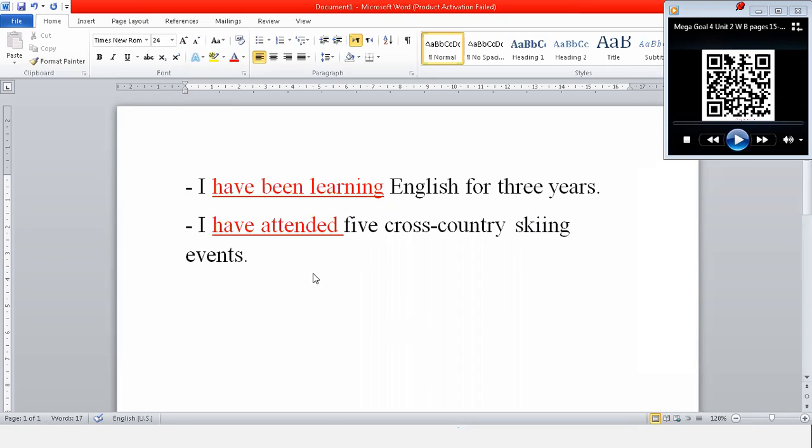And if we want to use the present perfect simple, the present perfect simple is used to say how many things have been done. If you look here carefully, we say, I have attended 5 cross-country skiing events. Here he told us the number of the events he has attended.